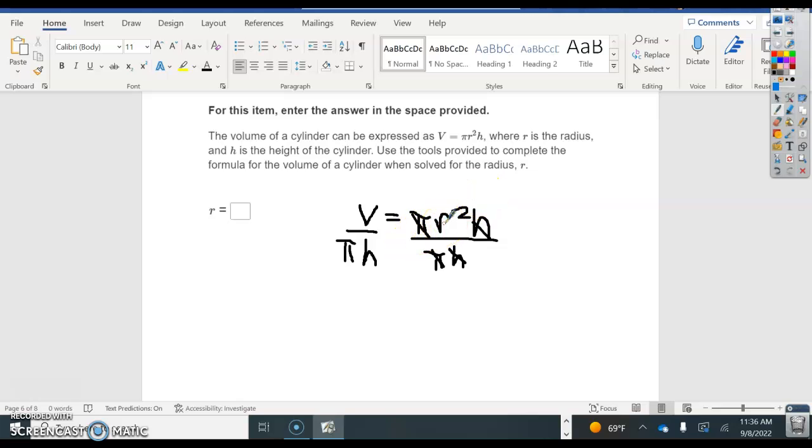Now, how do you get rid of something squared? You take the square root of both sides. So since all of this was already here, you take the square root of everything. So just so you know, r would equal the square root of V over pi h. So anytime you're solving an equation, you're trying to get the variable that you're looking for by itself. All right.